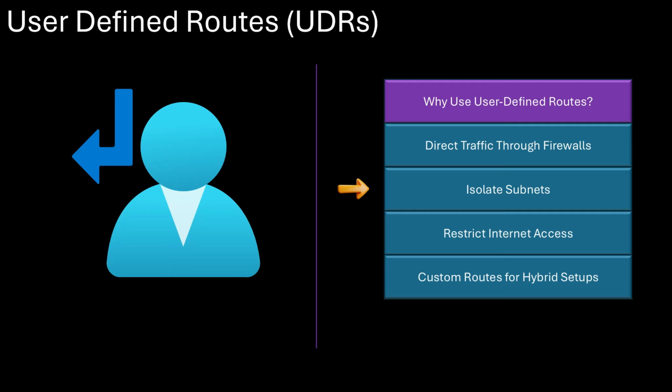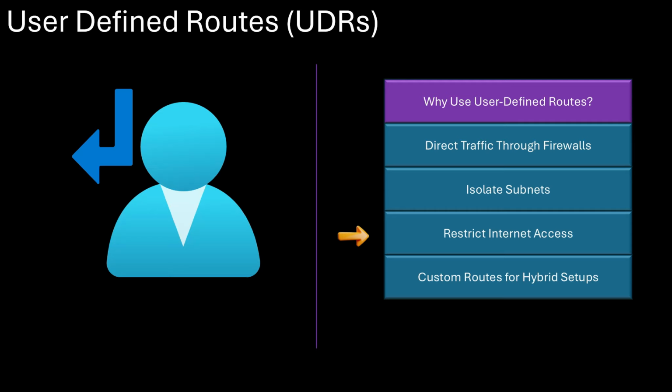Using UDR, you can isolate subnets. By default, subnets can freely communicate within the same virtual network. But if you want strict isolation, such as web servers can't directly talk to database servers, UDRs let you block or reroute that traffic.